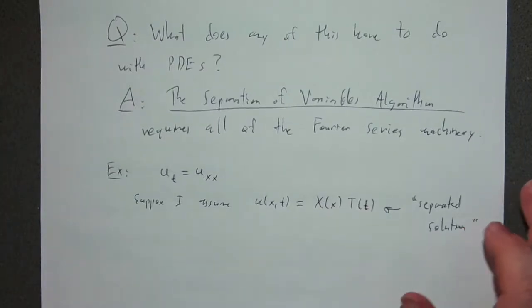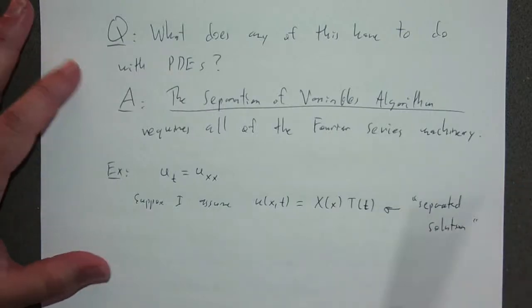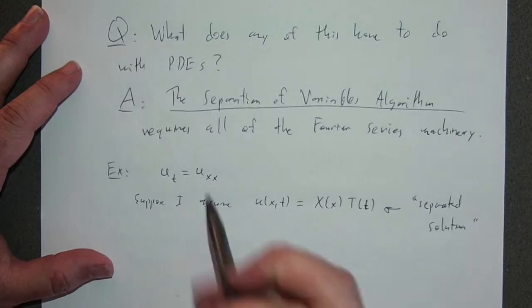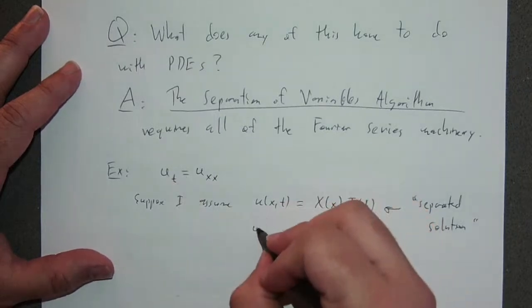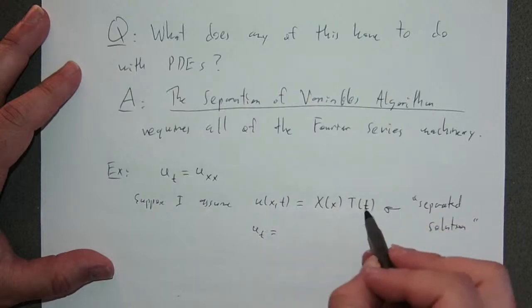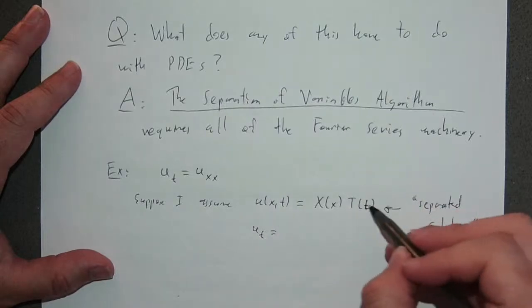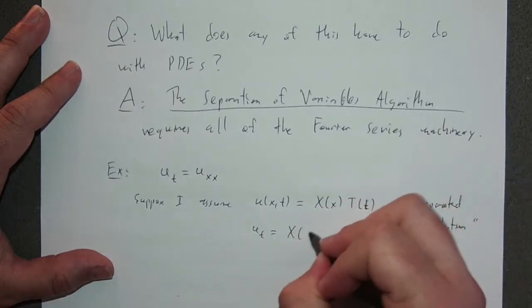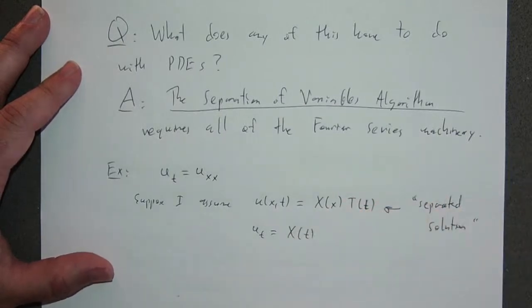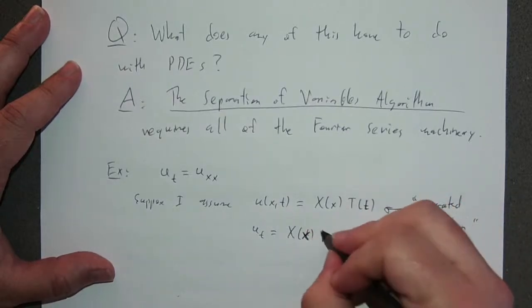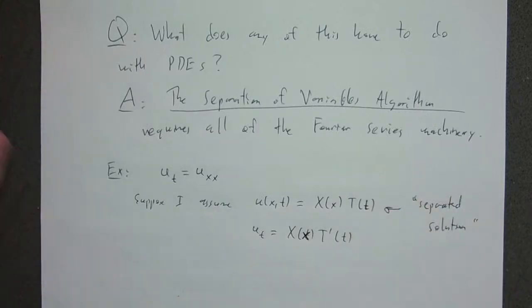And so, how does this help me? So yesterday at the end of lecture, I did this computation here. So u sub t is going to be, well, this t partial now is only going to fall on the T, and since T is only a function of t, this is going to be a full derivative of big T. So this is going to be X of x times T prime of t.